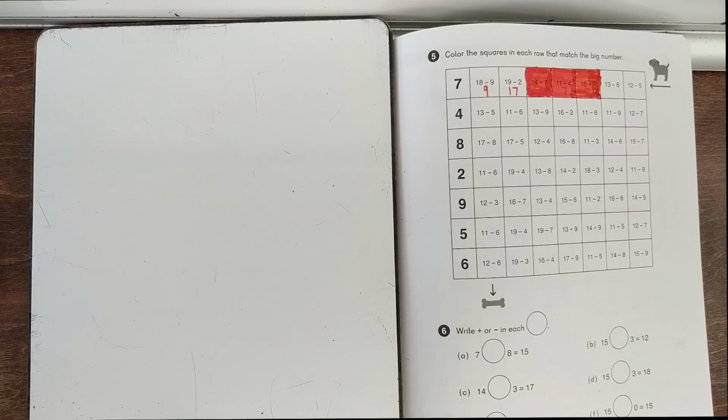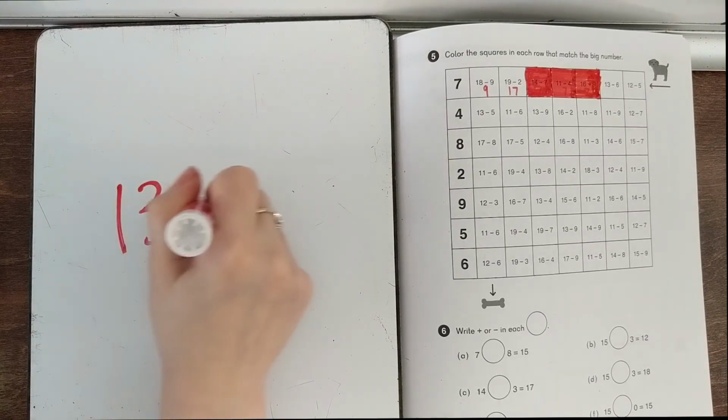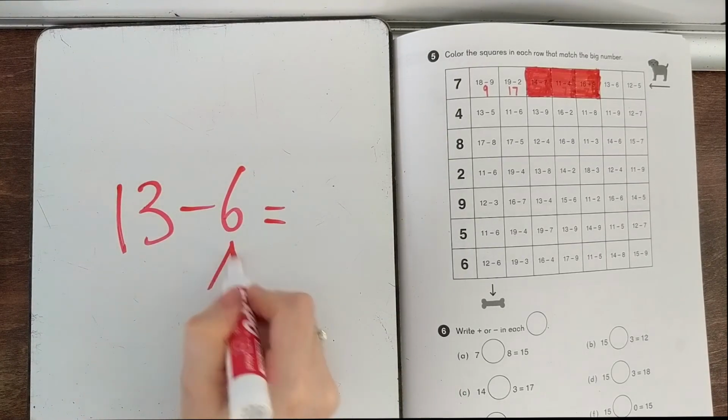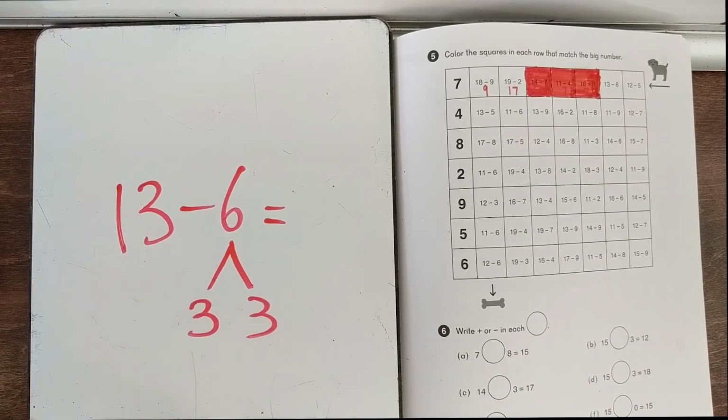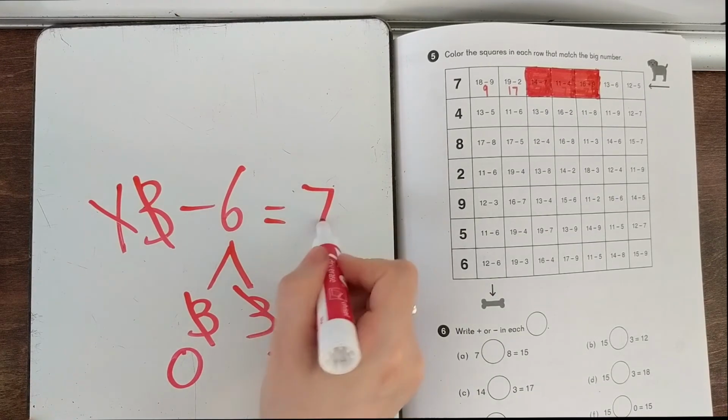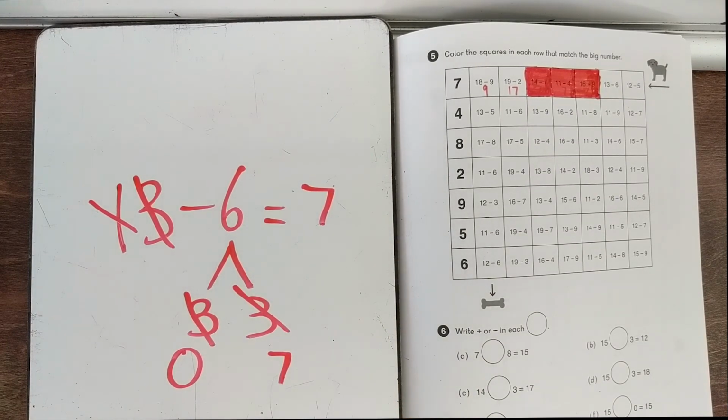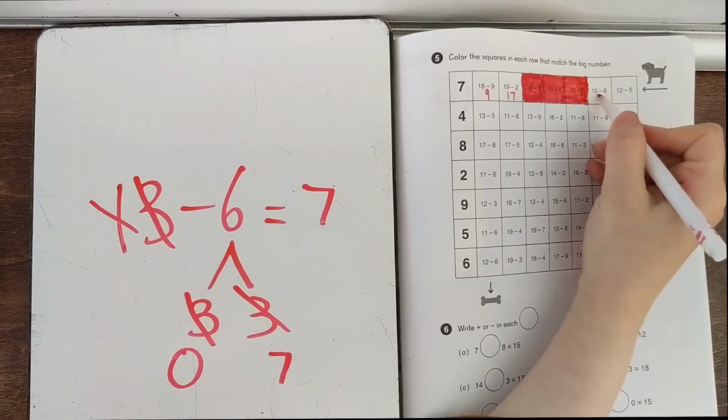13 minus 6. Inside the 6, there is a 3 and a 3. 3 minus 3 is 0. 10 minus 3 is 7. Oh my goodness, we found another 7. Wow, there were lots of 7s inside of this one.